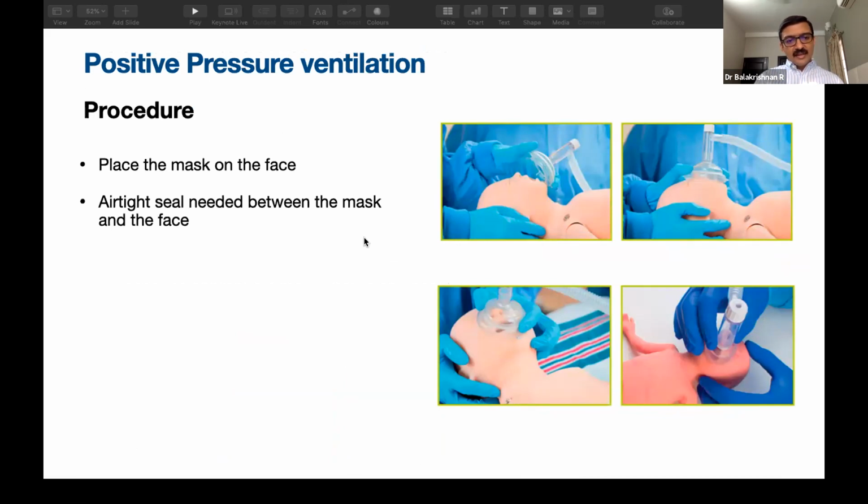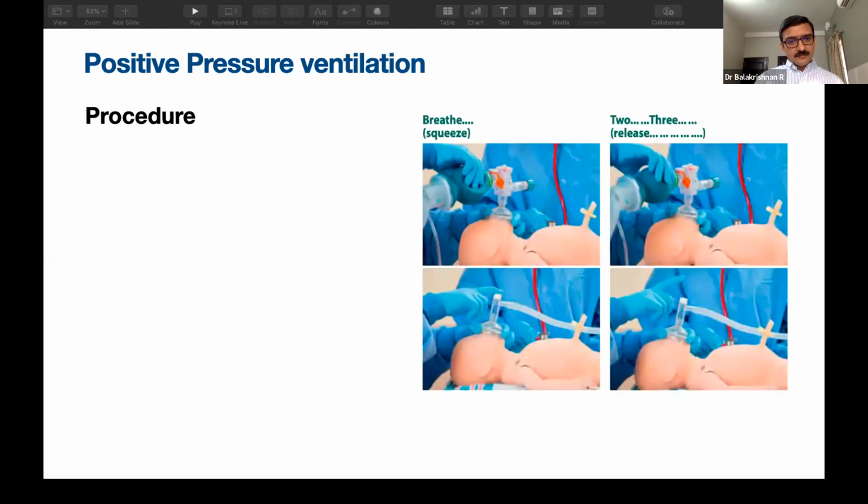We should secure an airtight seal between the mask and the face, with the thumb and the index finger encircling the rim and the other 3 fingers on the mandible to just pull the jaw. When we are using a round mask like this, holding the stem and giving a slight downward pressure is more than enough to achieve an airtight seal, because that is very important to deliver effective positive pressure ventilation.